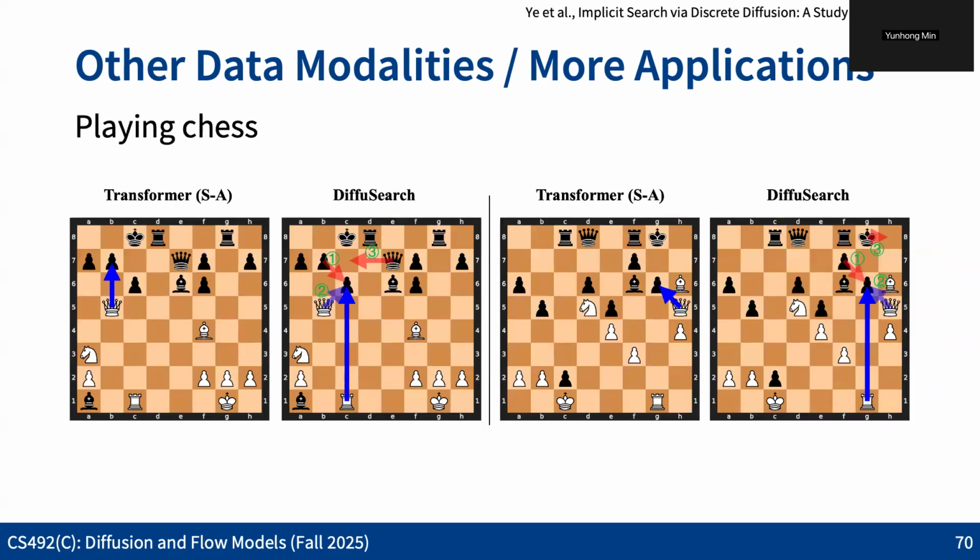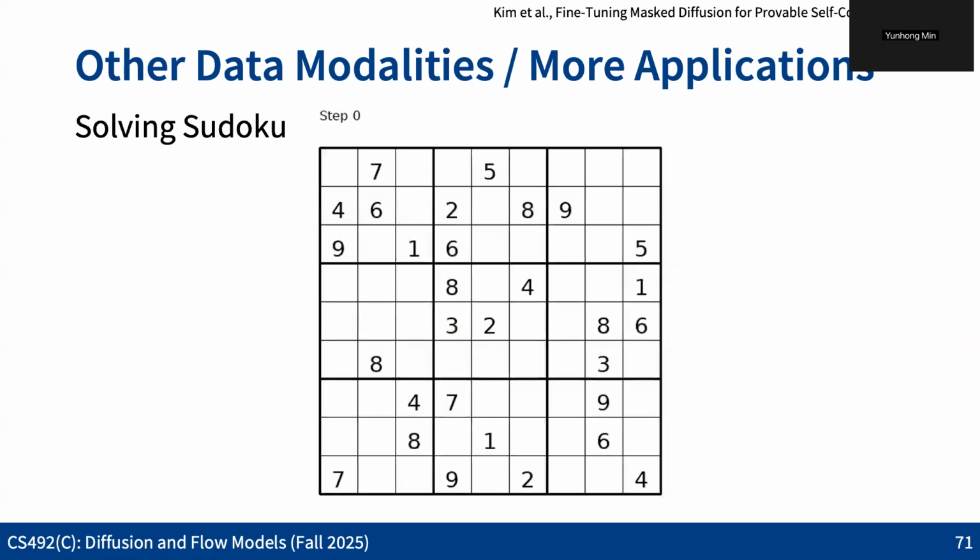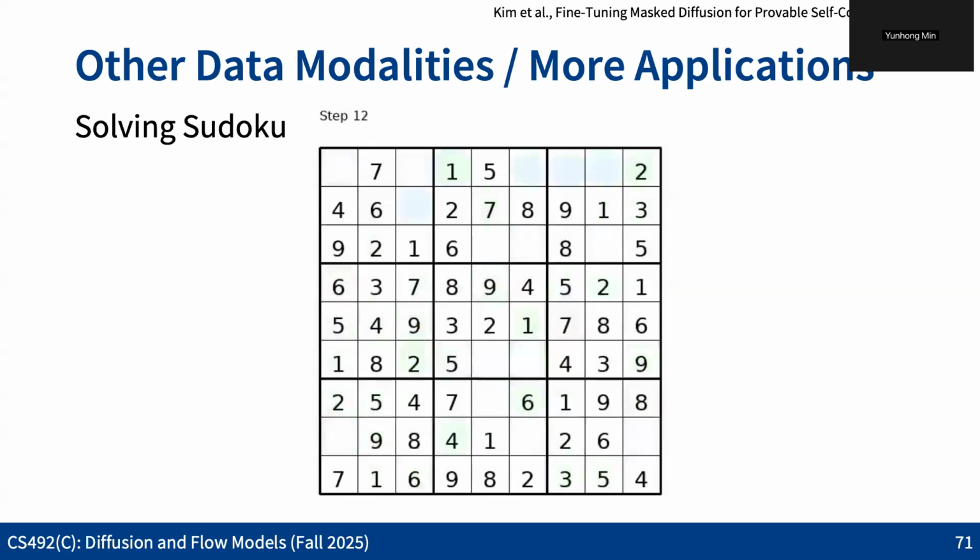Even diffusion models can play chess. You can also check out many interesting examples of how discrete diffusion can handle those kinds of cases, and also solving Sudoku. This is a very recent result in terms of solving Sudoku using diffusion models. So there are lots of applications and lots of interesting types of data.